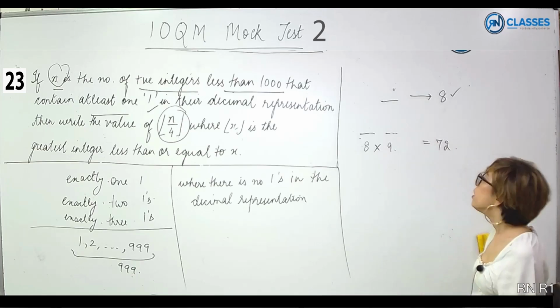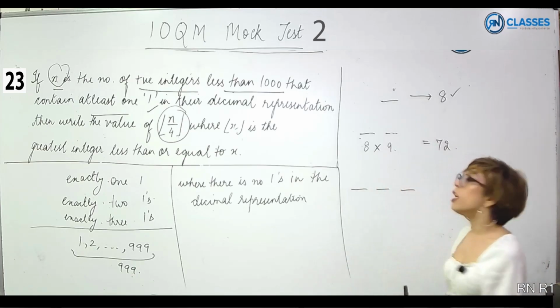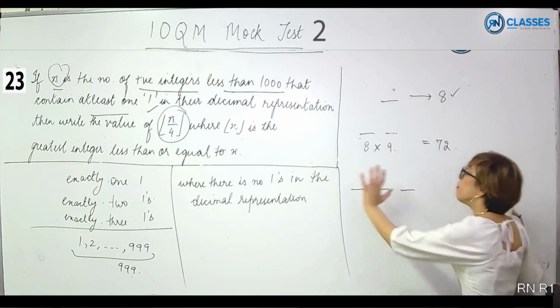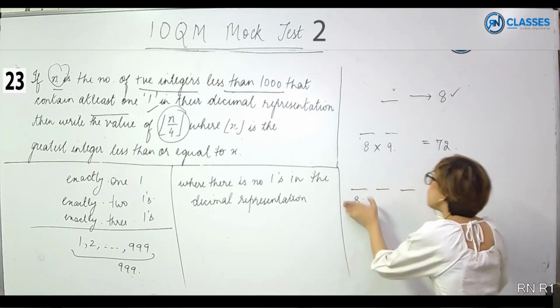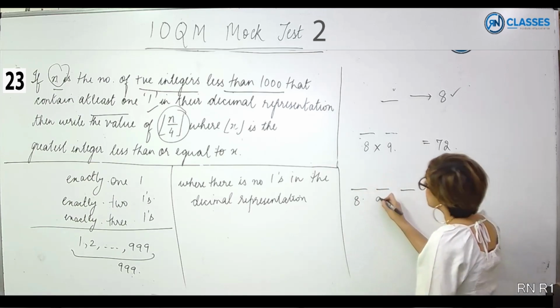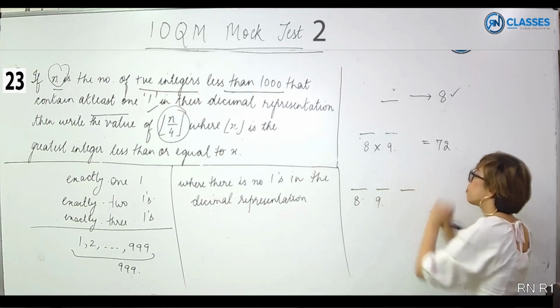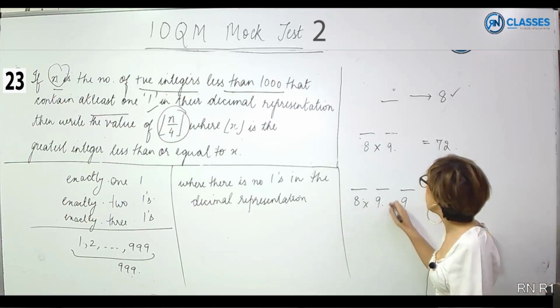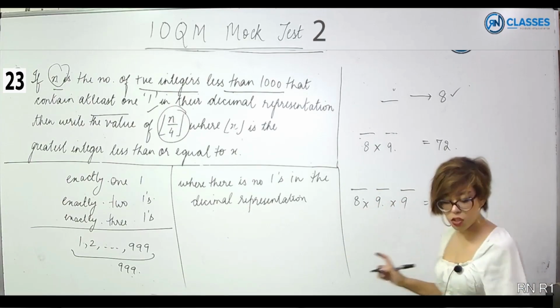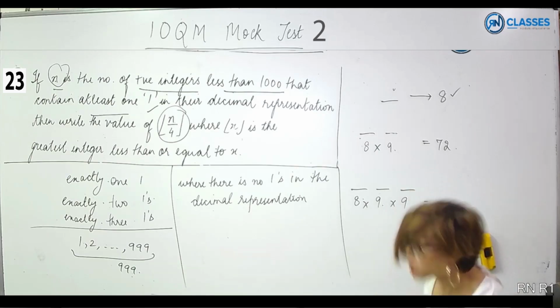Right? Now, third case, 3-digit number. 1 should not be present. Now, first place, 0 cannot be there, 1 should not be there. So that means 8 ways. Corresponding to this, 1 cannot be there, that means 9 ways. Corresponding to this, 1 should not be there, 9 ways. In total, it should be 8 into 9 into 9, which actually turns out to be 648.